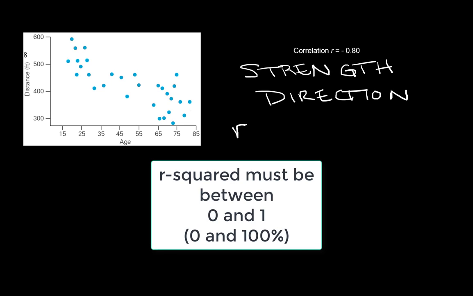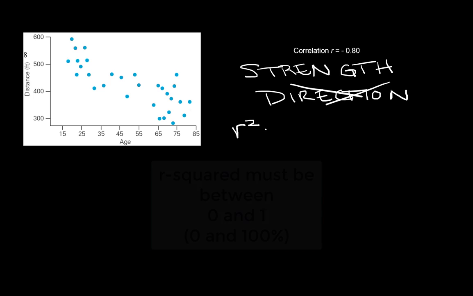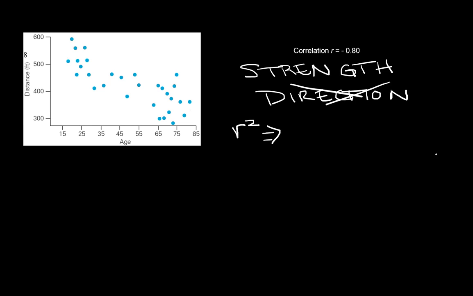So it is the value of R, but instead of just using R, we're going to square it. Because of the nature of squaring, we're going to lose information on direction, but retain information on strength. In order to interpret R squared, you'll talk about the x variable and how much, or what percent, it explains in the observed values for y.